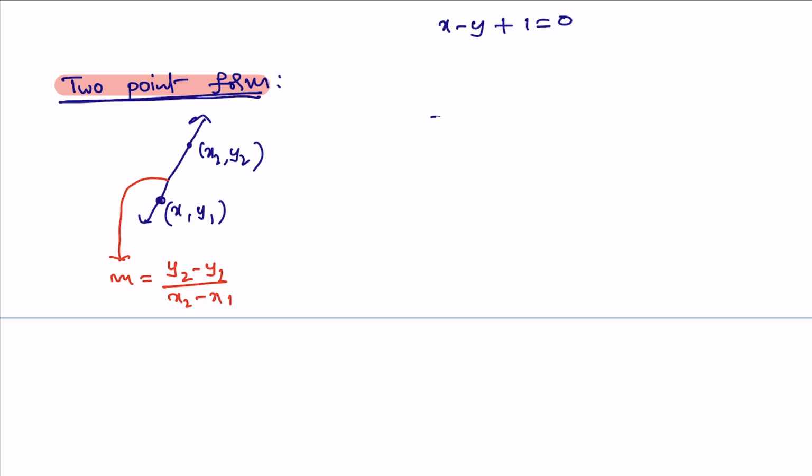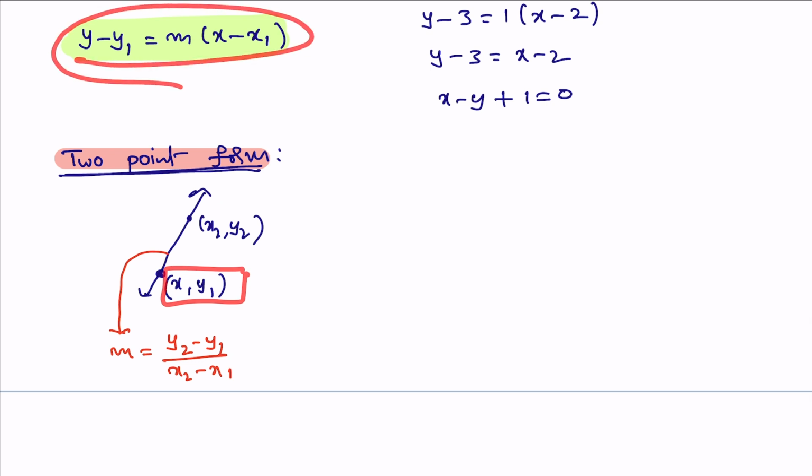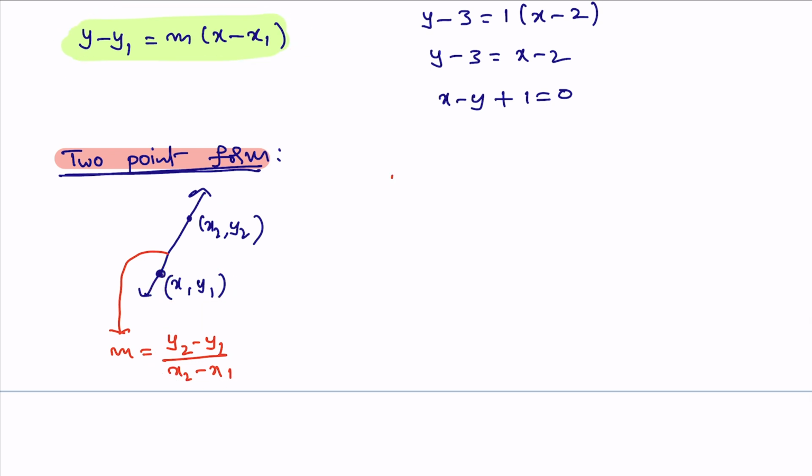Now I want to find this line equation. I'll take 1 point. Which point to take? Any point you take. I take this point and I'll use the point slope form. Now the point is there and the slope is there. What is the equation of that line? Y minus y1 equal to m. Look at this, m. What is m? y2 minus y1 divided by x2 minus x1, into x minus x1.